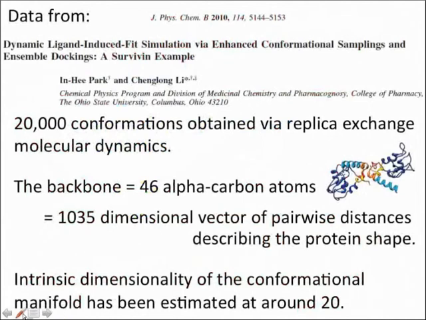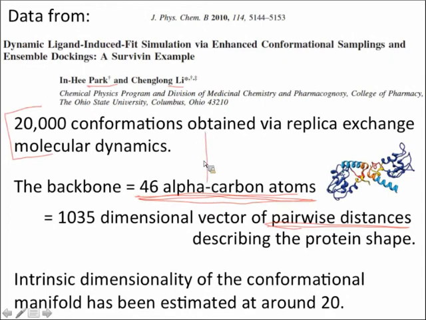So in the Harvey-Wong paper, they basically analyzed data from Park and Lee. They created 20,000 conformations via molecular dynamics simulation, and they focused on a backbone of 46 alpha carbons. So the data that Harvey and Wong were using was actually pairwise distances between these 46 atoms.